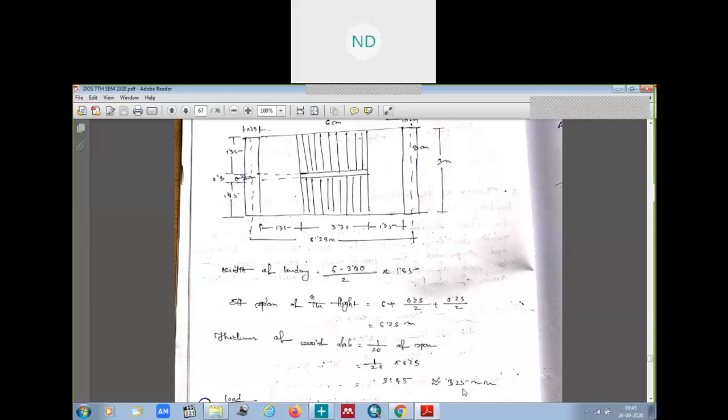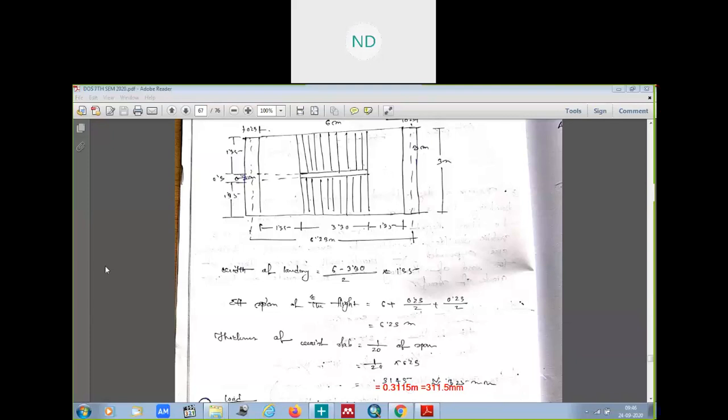0.3115. This was in meter, so 311.5 mm. Okay, just calculate this here. 6.23 divided by 20 will be 0.3115 meter, which is nothing but 311.5 mm. Okay, so this was our thickness of the waist slab.